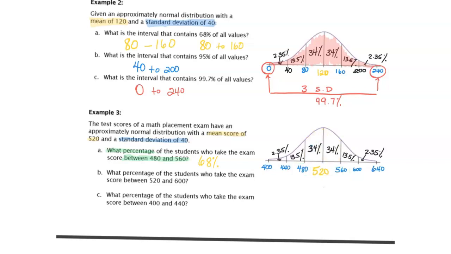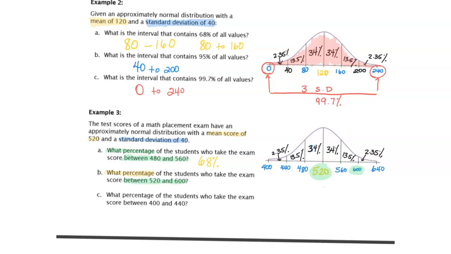Okay. All right, part B. What percentage of students who take the exam score between 520 and 600? So keywords, they're asking again, what percentage? And they're asking are between 520 and 600. So 520 is our mean and 600 is located here, 2 standard deviations to the right of our mean.